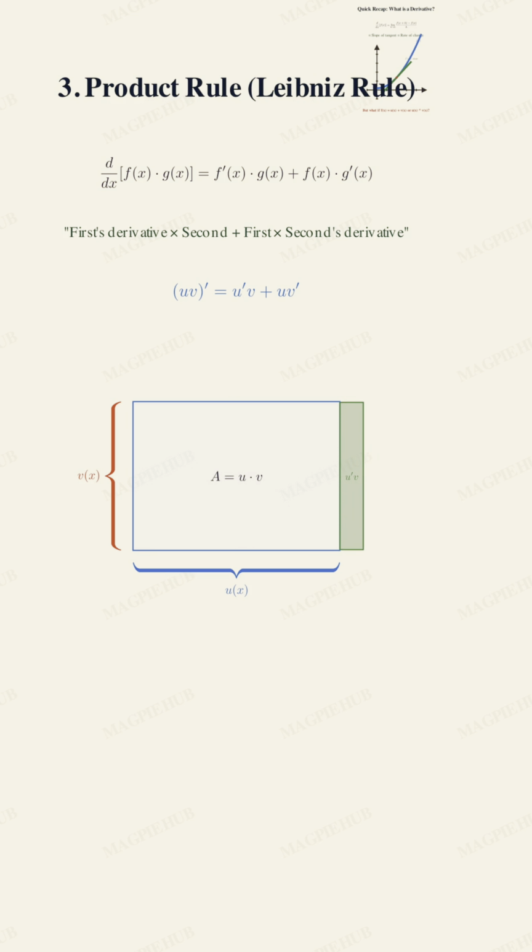Here's the visual intuition. Think of the product u times v as the area of a rectangle with sides u and v. When u increases by du, we get a thin vertical strip of area u prime times v. When v increases by dv, we get a thin horizontal strip of area u times v prime. The total change in area is u prime v plus u v prime. That's the product rule. Let's work through an example.